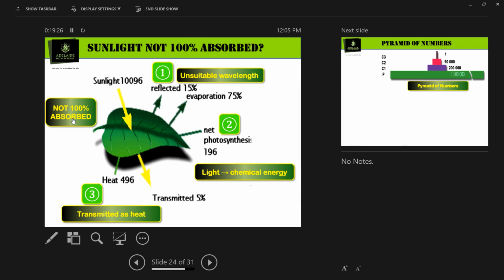But one thing you have to know, not everything is 100% absorbed. And why is that so? Let's have a look here. You have unsuitable wavelength. Think about it. During summer, when we tell you guys and girls to put on sunblock if you're going out, you will get sunburn if you don't put on your protection, right? Think about it. Do plants actually have any sunscreen on their own?